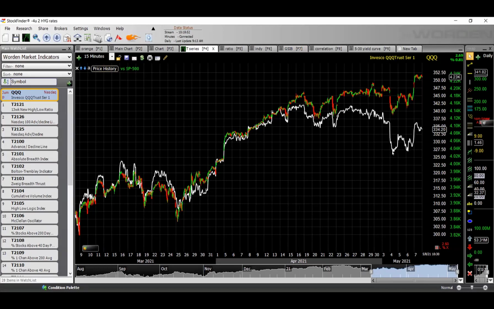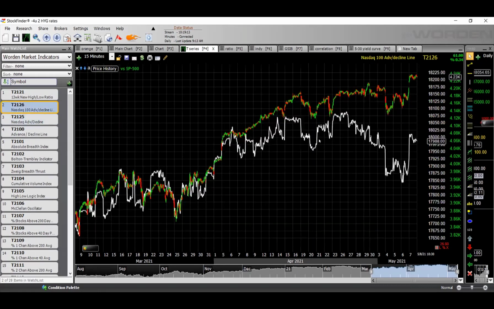3C is not at all correlated or constructed on advance-decline stuff. It's good that it's not correlated, but if it's confirming the same type of direction, that's confirming weakness in those larger cap stocks. Actually, this is the Nasdaq 100's advance-decline line. So it's confirming that same kind of weakness.